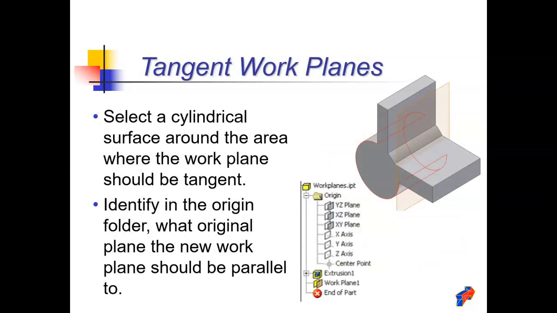When we talk about tangent work planes, what we're saying is that we are taking a flat plane and creating it tangent to a cylindrical surface around the area where the work plane should be tangent to. You need to identify in the origin folder. The origin folder is going to be over on the left-hand side in your model browser. There you can find the original plane that you want the new work plane to be parallel to.